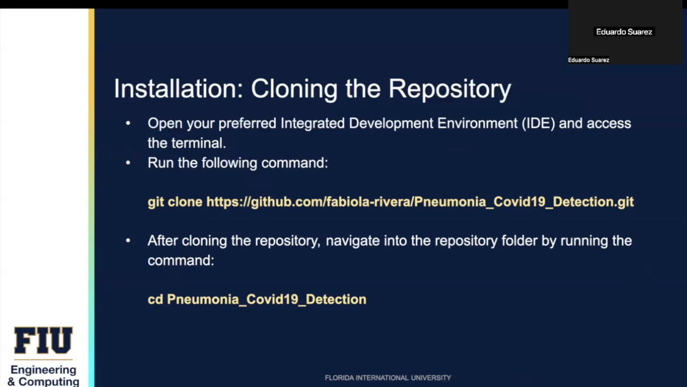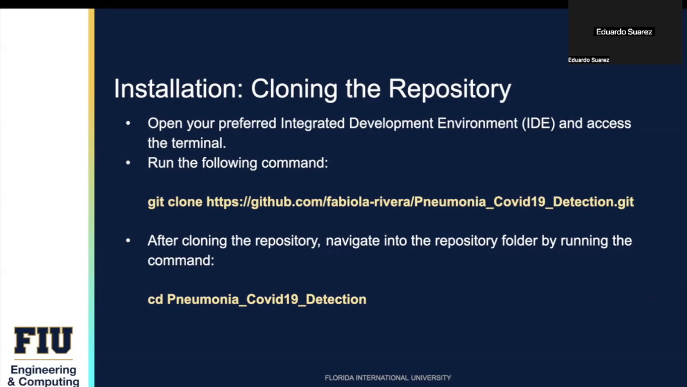We will cover cloning the repository, setting up your virtual environment, and installing all the dependencies needed for you to run the script. To begin, open your preferred compiler and access the terminal. Run the following command to clone the repository, which is git clone and then the link. This command will connect to the remote repository at the specified URL.